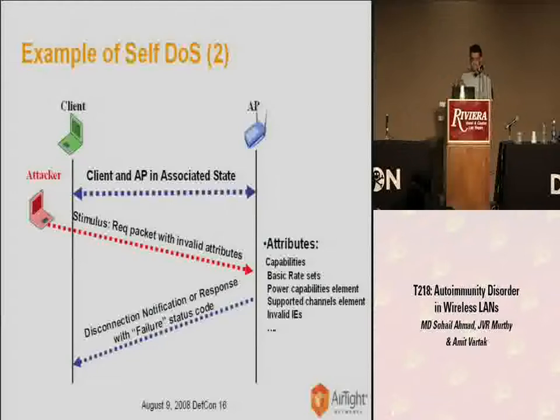So in this example, what exactly happened? A connection was actually disconnected, and the attacker simply injected one packet and was able to break the connection.